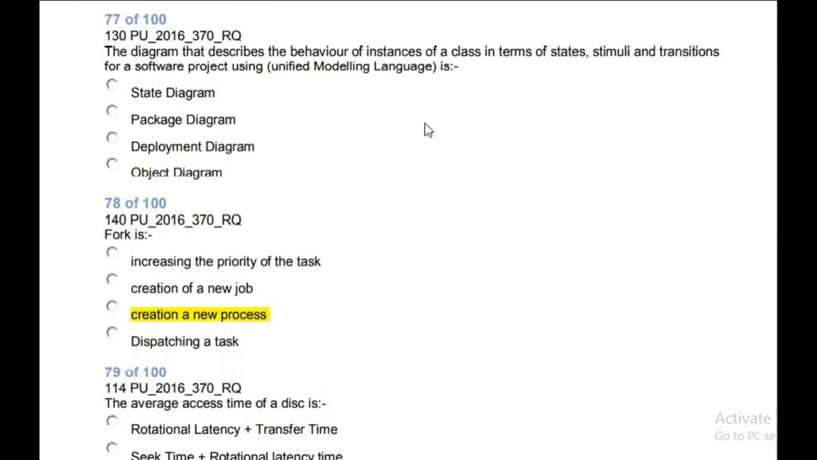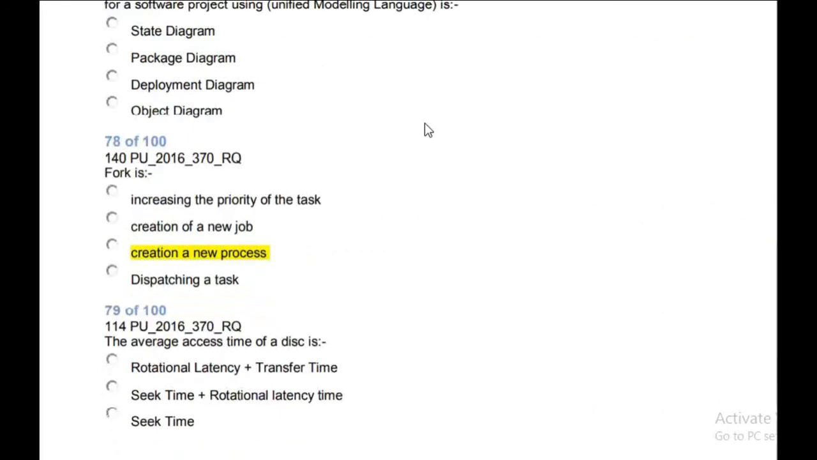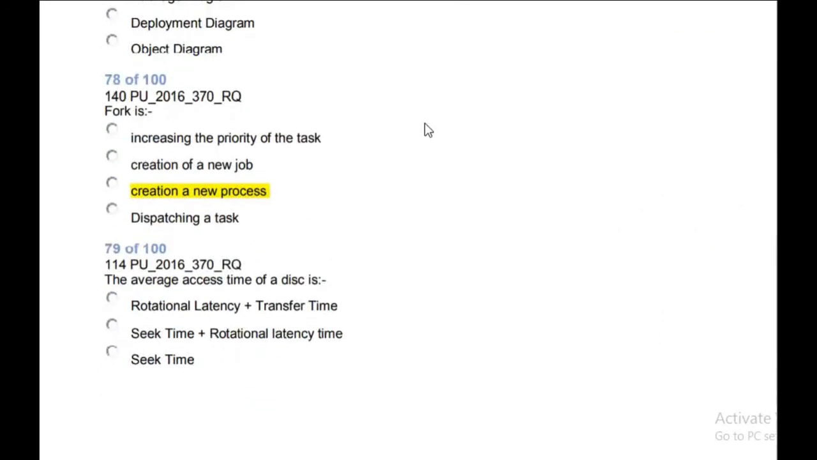Question number 77. The diagram that describes, no answer. Question number 78. Creation of a new process is fork. Option C is correct.